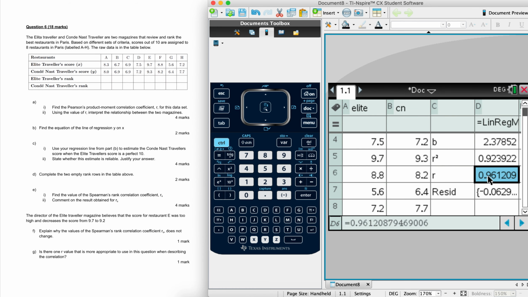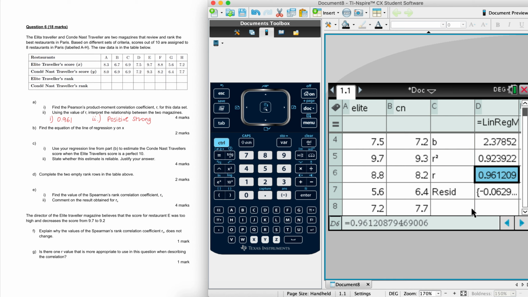So my R value there is 0.961. So my Pearson's correlation coefficient is 0.961. That's just gone off your screen. Let's put it underneath. So 0.961. And then for the second part of the question, it's asking us to interpret that relationship. So it is positive and it is strong. Okay, so there's a mark for each of those. So positive, strong correlation.